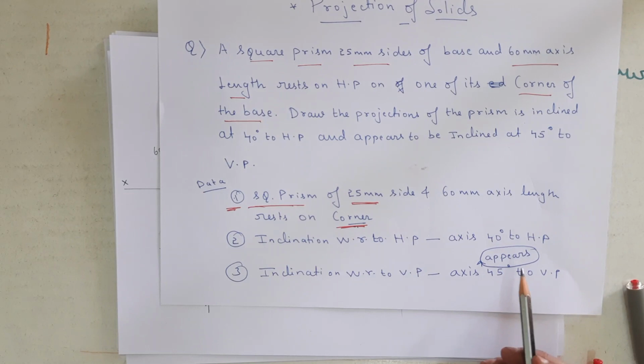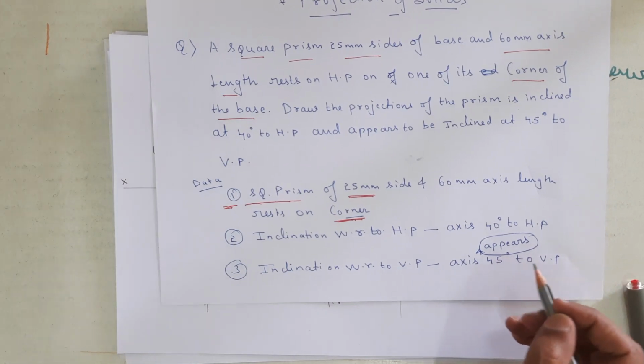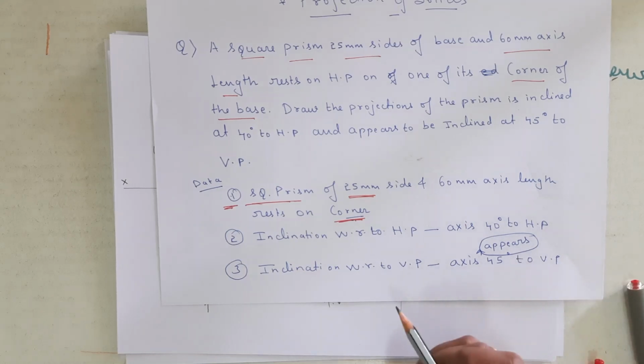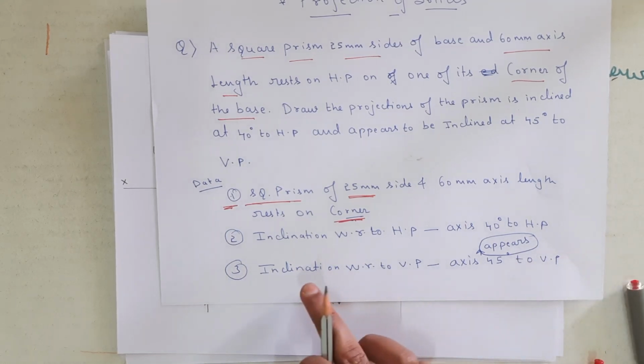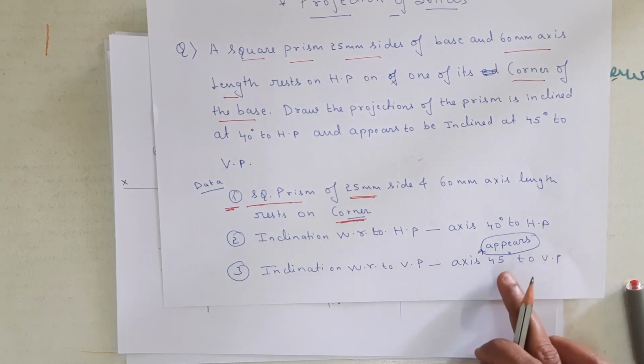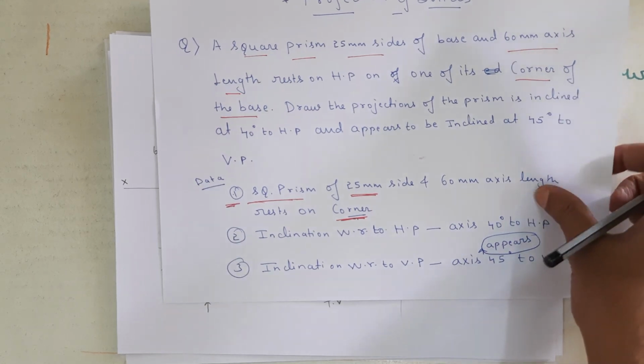Since there is a word called appears, this is a normal problem. If you don't find the word appears, then you have to check for beta. Those kinds of problems we will go through in the next videos. So now, inclination with respect to VP: the axis appears to be inclined at an angle of 45 degree to VP. So this is a normal problem.